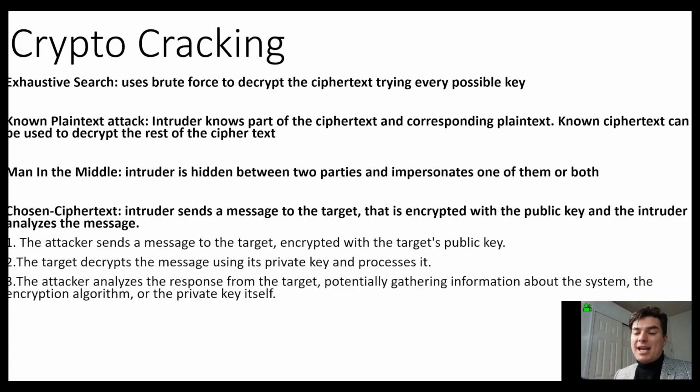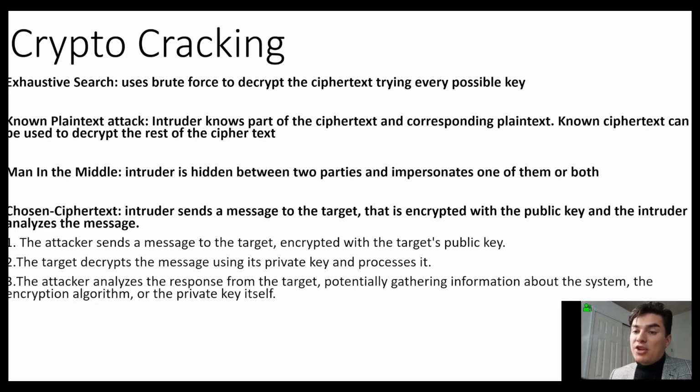Now, in the man-in-the-middle attack, the intruder is hidden between the two parties and impersonates one or both of them. So they're intercepting the network communication as it's traveling, and modifying that data, pretending to be this side or this side.